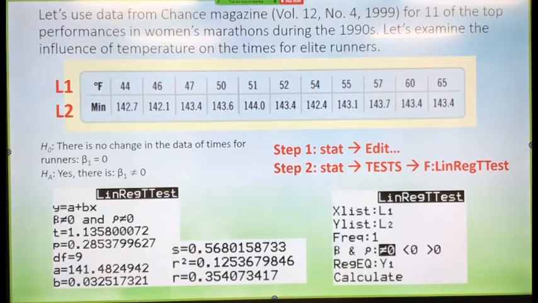142 minutes, that's pretty good for a marathon. 31 miles. They're trucking it.